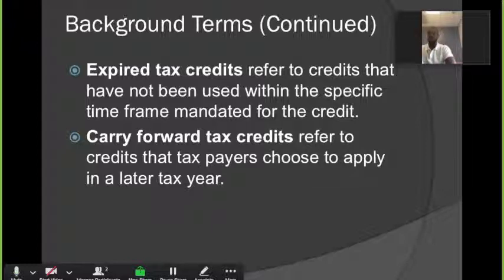And then the third term is carry forward tax credits, which refers to credits that taxpayers choose to apply in a later tax year. Simply put, for different situations, the tax applicants might decide to defer, and instead of using the tax credits in the current tax year, they might choose to use it in a later tax year. So if you, for instance, thought that maybe next year you're going to have a very high tax liability, which means that the amount of money that you're going to owe next year is going to increase significantly, you might choose to use these carry forward tax credits in order to reduce your liability when it counts.